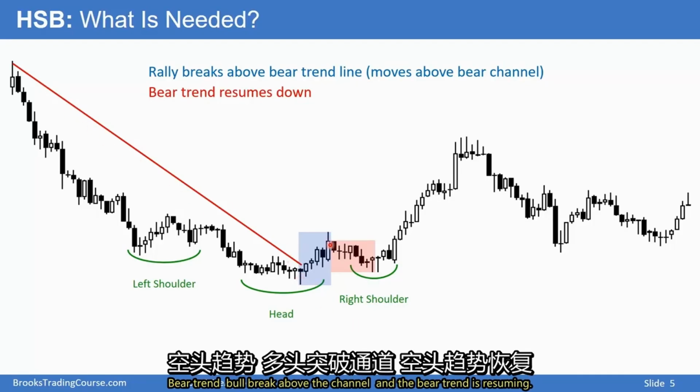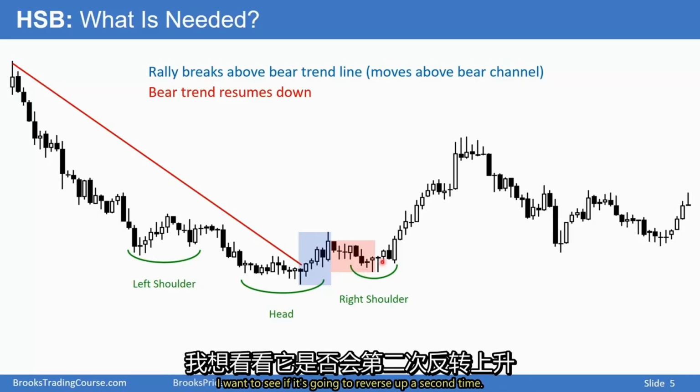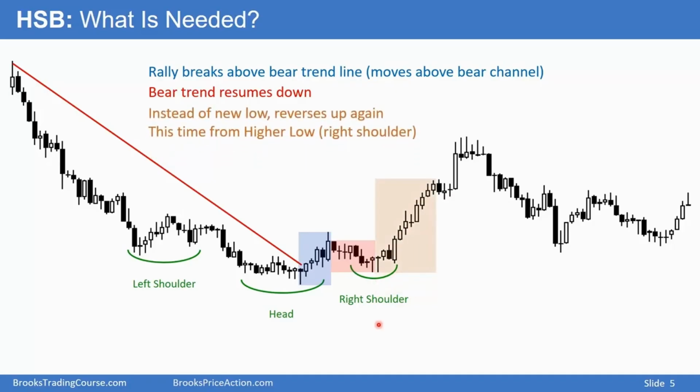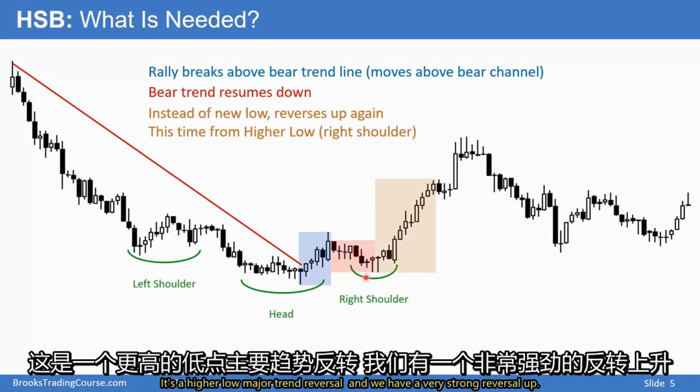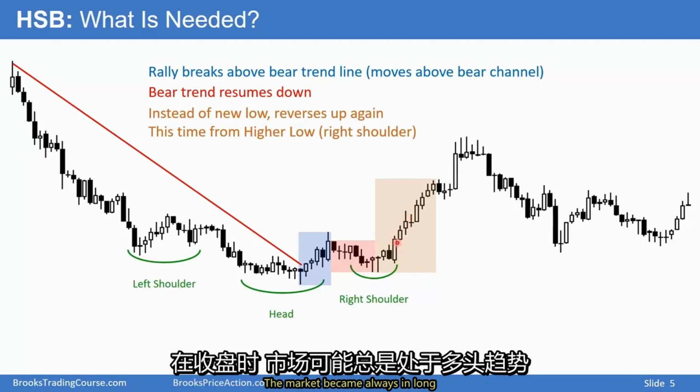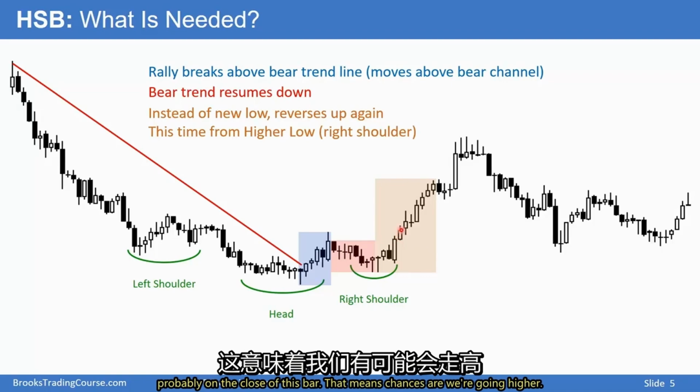Bear trend, bull break above the channel, and the bear trend is resuming. I want to see if it's going to reverse up a second time. Instead of getting a new low, we have a higher low. It's a higher low major trend reversal, and we have a very strong reversal up. The market became always in long probably on the close of this bar. That means chances are we're going higher.